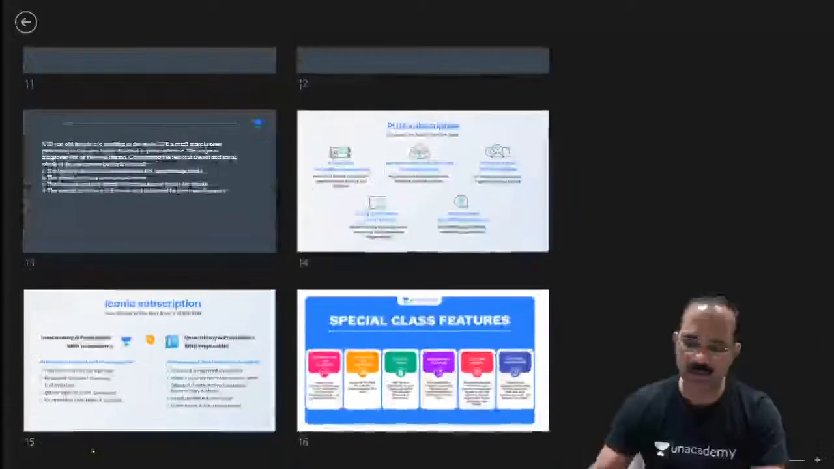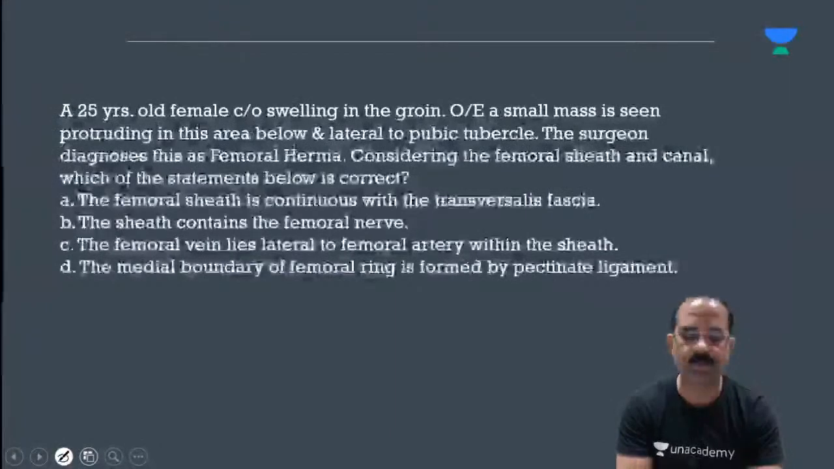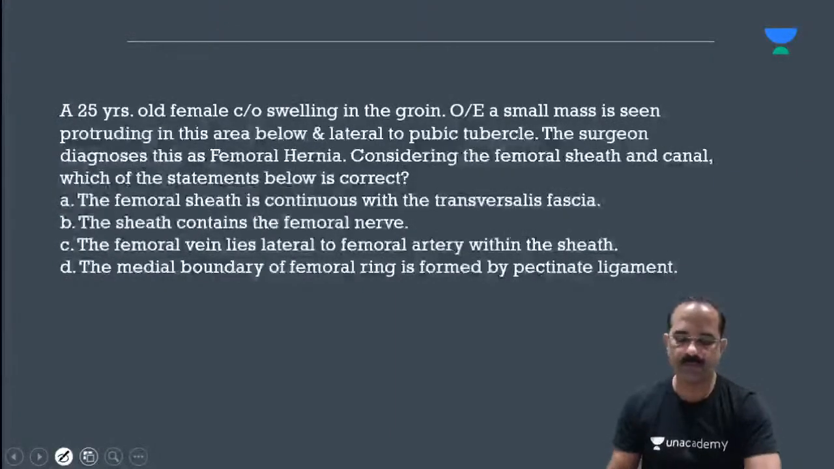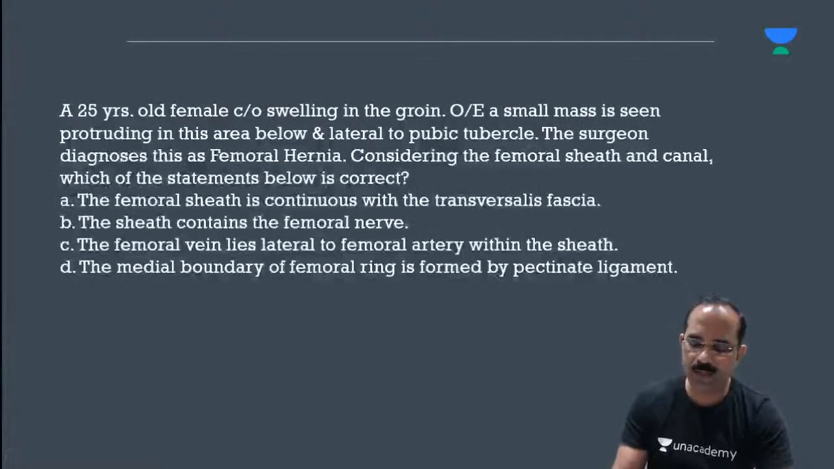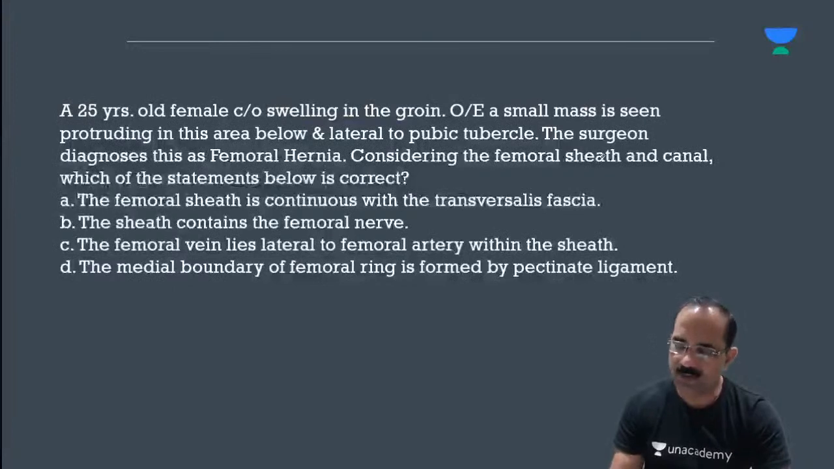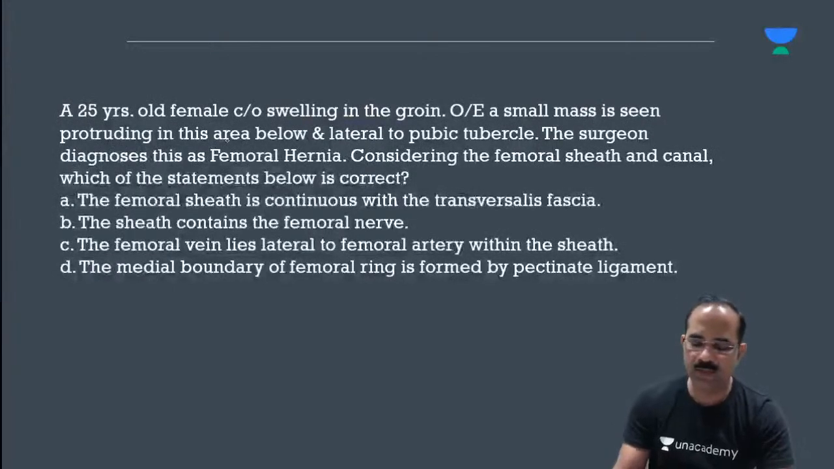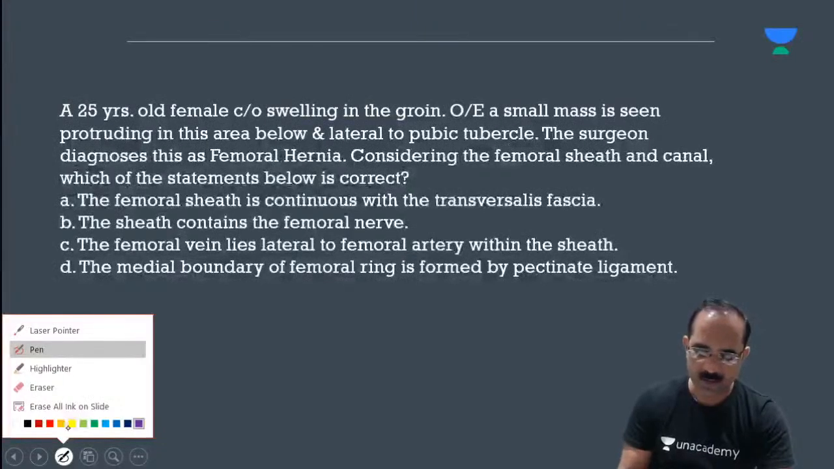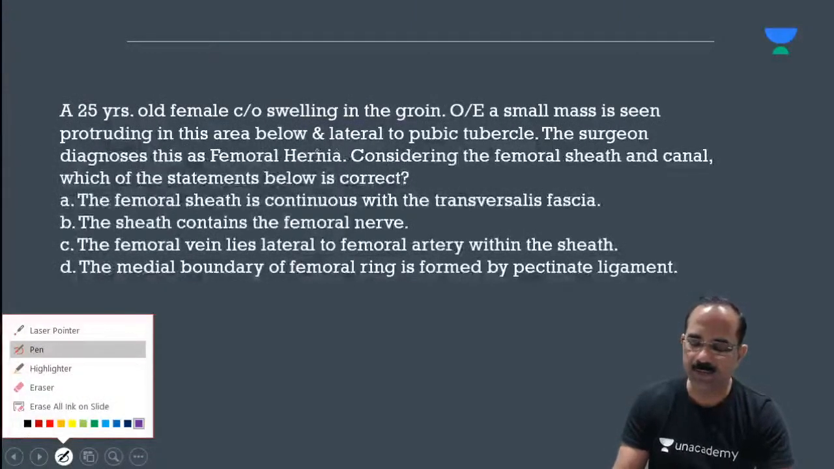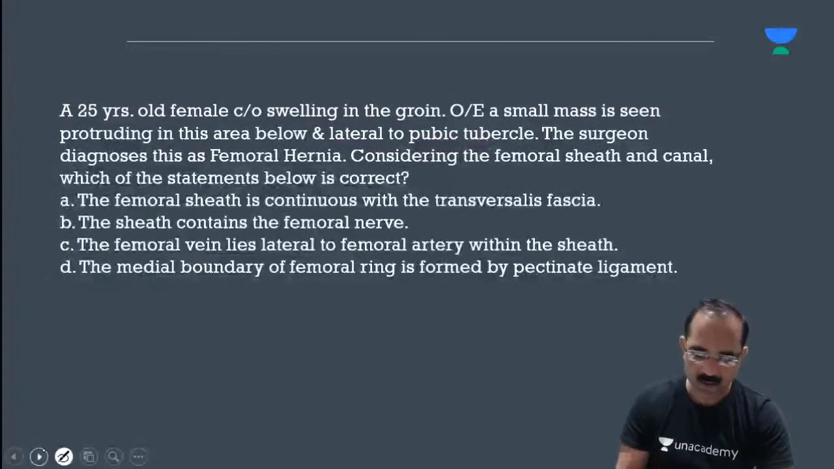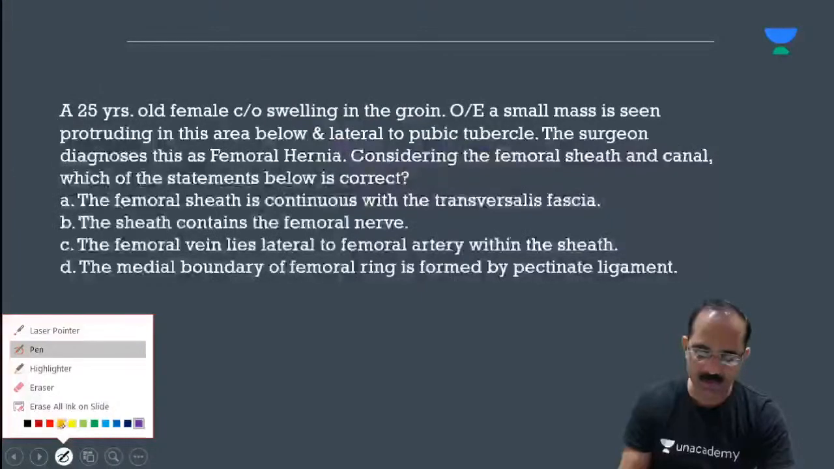Okay, just one last MCQ. A 25 years old female complains of swelling in the groin. On examination, a small mass is seen protruding in this area below and lateral to the pubic tubercle. Students, below and lateral. So what do you say? Something below and lateral to the pubic tubercle would be what?